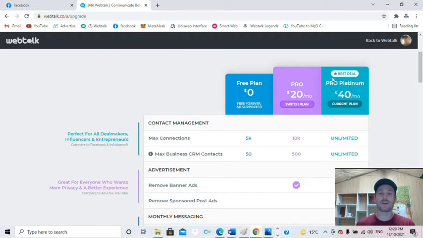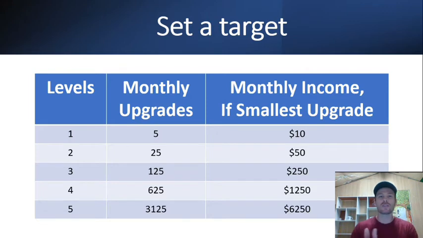So we're going to go off the lowest one, and that is the normal Pro, and that costs $20 a month. Now there are also yearly upgrades and that sort of thing, but we're just going to talk about 10% of the monthly upgrade. I always like to work with the least amount so you can understand the potential if you are setting yourself a low target. So the first thing you're going to want to do if you're interested in earning from the pro upgrades inside of Webtalk is set yourself a target.